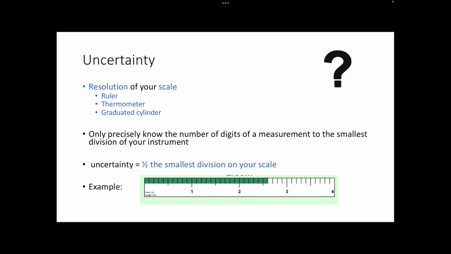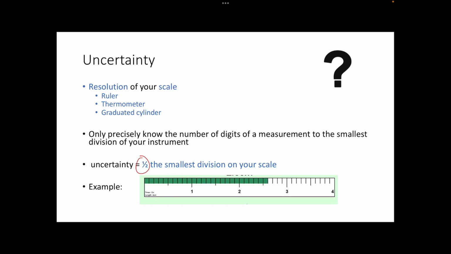So for uncertainty, we take the smallest division of the scale that we are using and divide it by half to find the uncertainty. And it'll have the same units as your measurement.